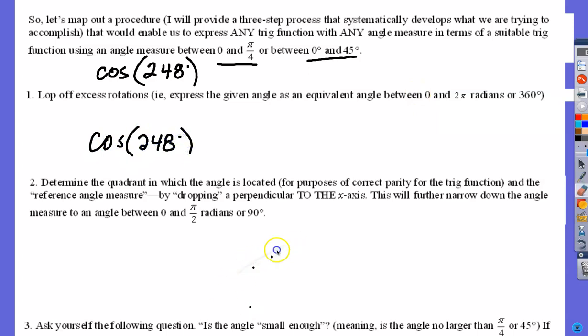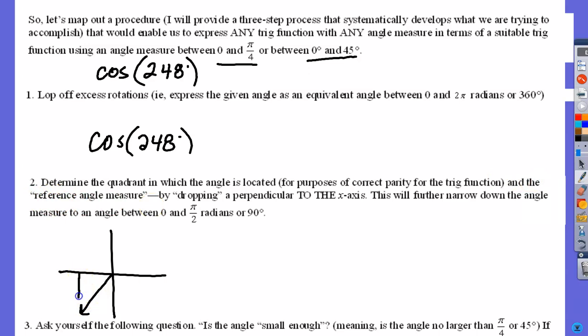Okay, so the first thing you would do is get it down to a manageable one wrap. Then once you're down to one wrap, figure out the quadrant in which this angle is located. So let's see. 248 is bigger than 180 but less than 270. So it's down here in the third quadrant. Okay, this I need for parity, meaning what sign is it? And then the reference angle, so I need to figure out the reference angle of 248.